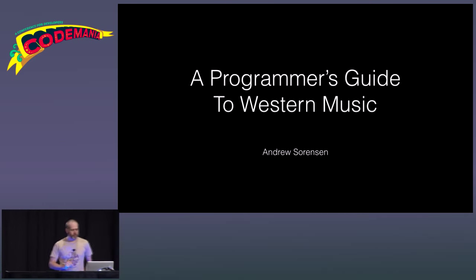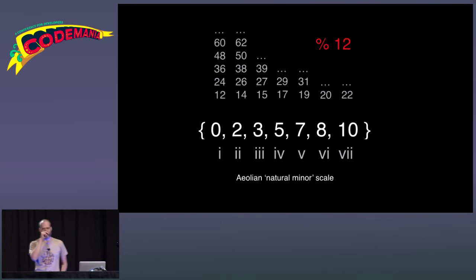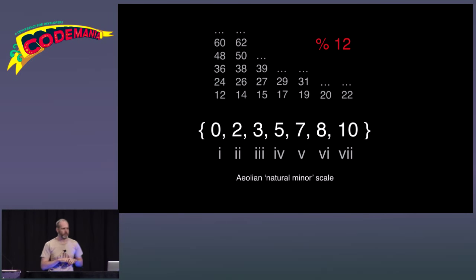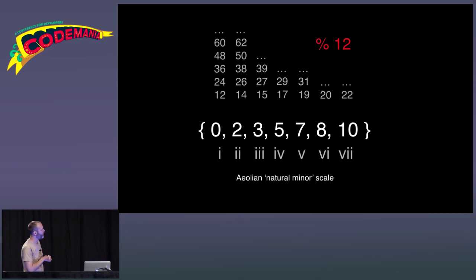So a couple of housekeeping things to start with. I have my one slide for you today. We just have to get this out of the way. This is basically a diatonic Western scale. The bit that we're concentrating on at the moment is the fact that it's a set. So this is a 7-element set. You can see that there are 7 integers in there: 0, 2, 3, 5, 7, 8, and 10. This is called an Aeolian scale or a natural minor scale.